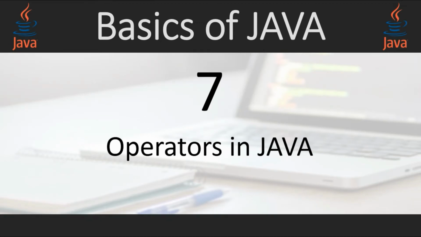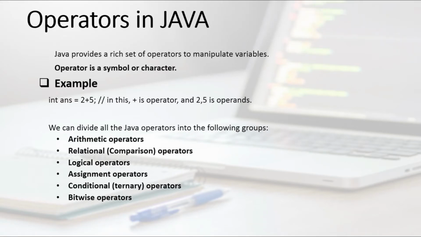In this tutorial, we are going to see what an operator is in Java. An operator is a symbol or a character. It allows us to manipulate data. An operator performs a function on one or more operands. Generally, Java provides a rich set of operators to manipulate the variables. An operator can also be said to be a symbol or a character.